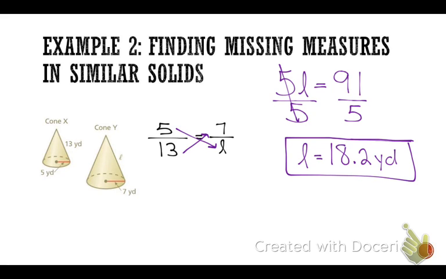Okay, 18.2 yards. Don't forget your label. All right, we're going to do one more example, and then we're going to start on your homework. Okay, you guys ready? Is this making sense, guys? How we put from one figure into a ratio, the other ratio matches up.